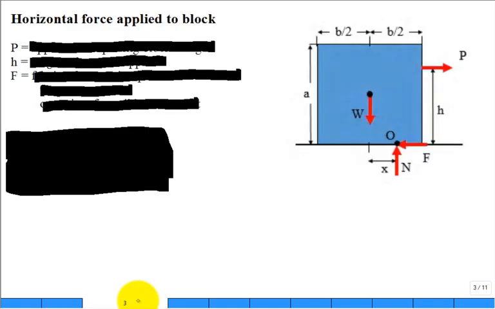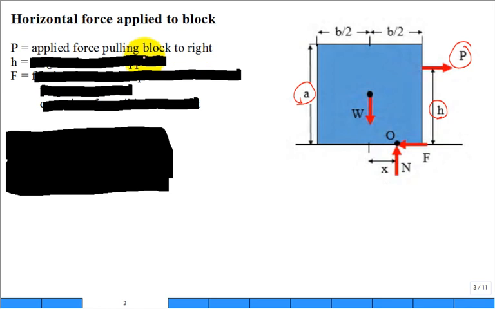Let's pull on the block. Let's put a force P, let's call it P, probably for pulling. It'll be applied at a height H from the bottom of the block. What is A? The total height of the block, so H is between 0 and A. So that's a force pulling, as is shown here, to the right.